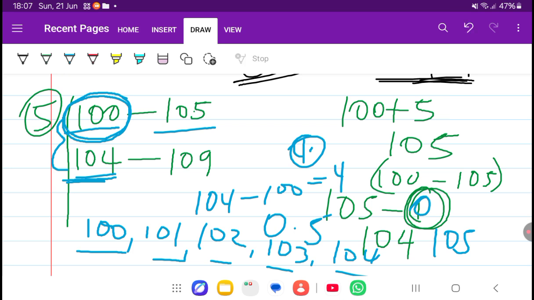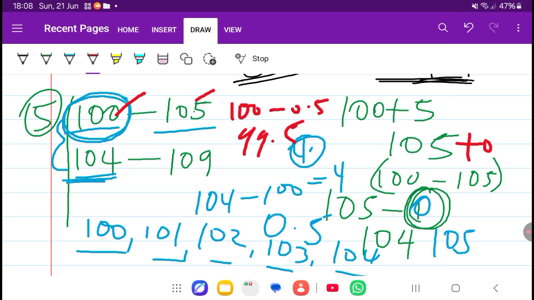So when we are done with that, the next thing is to get our class boundaries. And remember, we said for class boundaries, you just get this 100 minus 0.5, and you get 99.5. Then for this one, you just get 105 plus 0.5. You get 105.5.